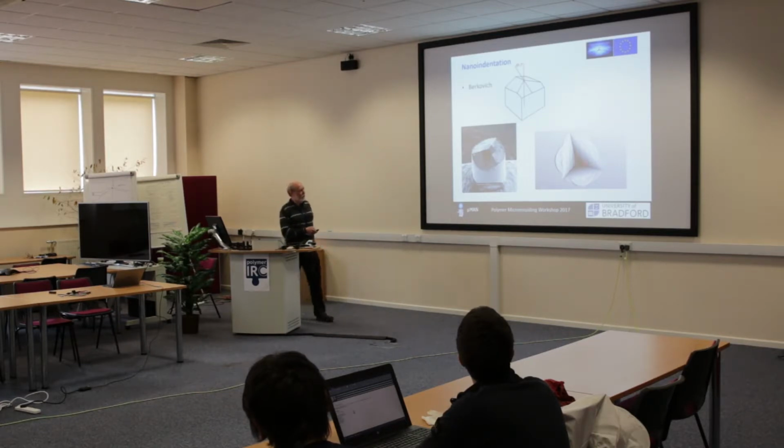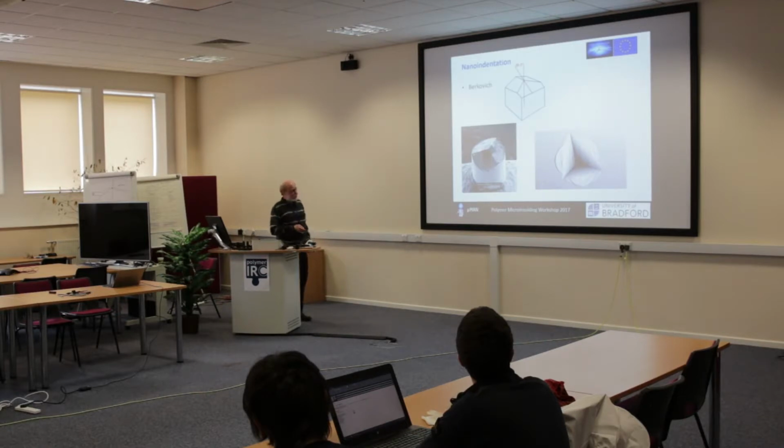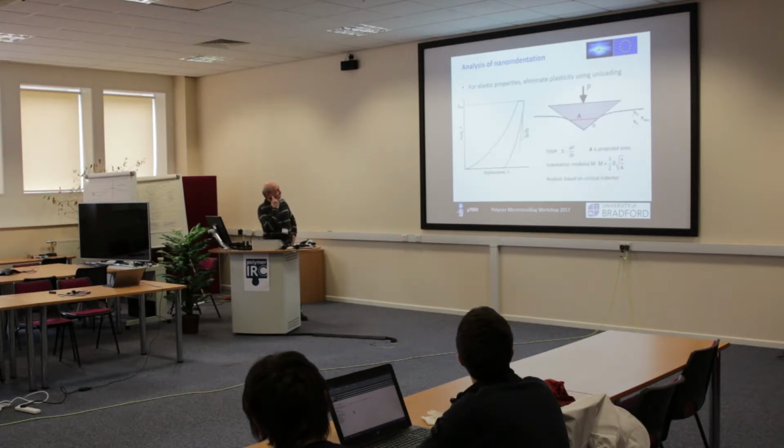So there's a lot of permanent deformation there. So a lot of plasticity, a lot of plastic deformation. And yet, we frequently use nanoindentation to find the elastic properties. So we've got plasticity there, but when we do the experiments and analyse them, we do what we can to eliminate the plasticity and just get at the elastic properties. And it's basically done like this.